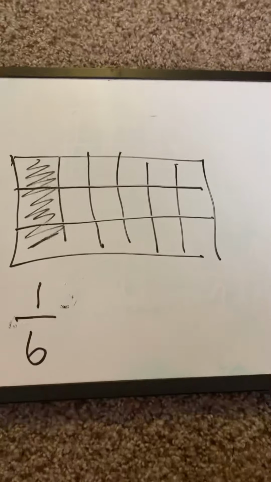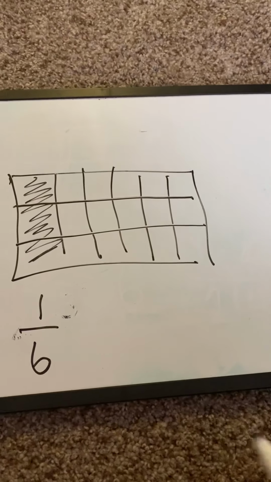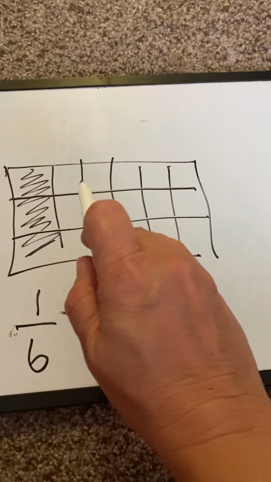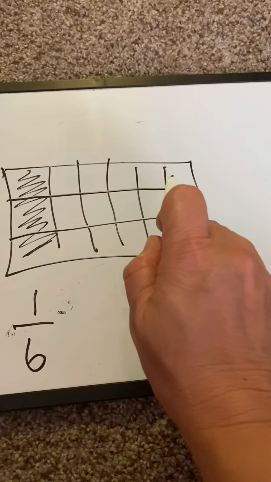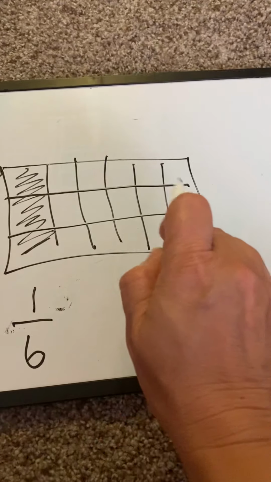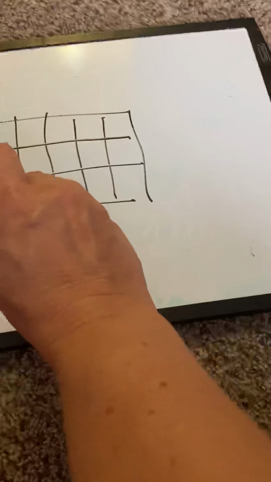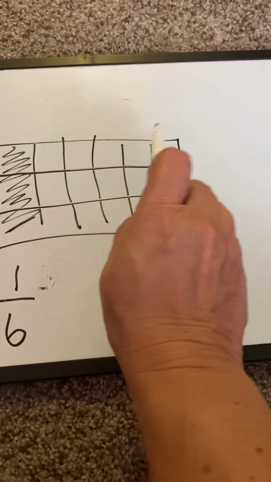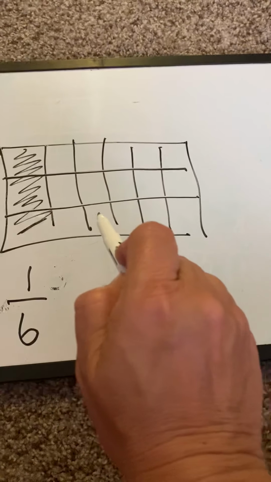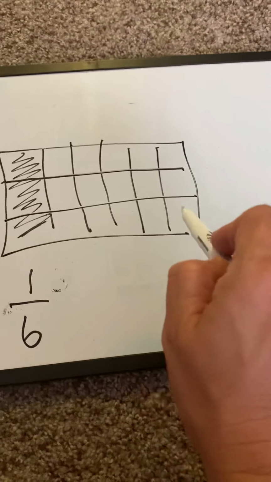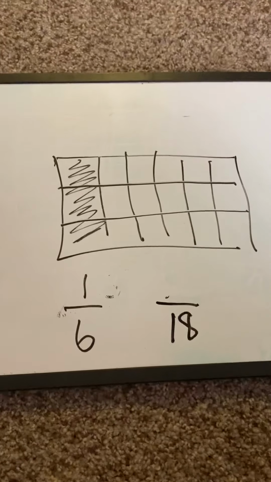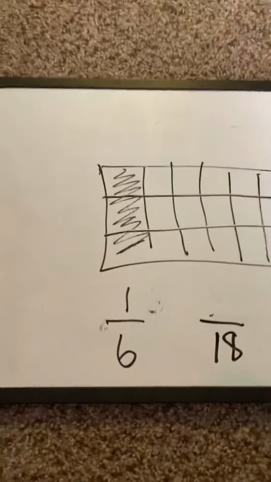So that could easily be a pan of lasagna. Well, 1/6 is still filled in. But if you look, you have 1, 2, 3, 4, 5. 1, 2, 3. So 5 across, 3 here. So 1, 2, 3, 4, 5, 6, 7, 8, 9, 10, 11, 12, 13, 14, 15, 16, 17, 18. So there's now 18 slices, 3 of which are filled in or taken or whatever.